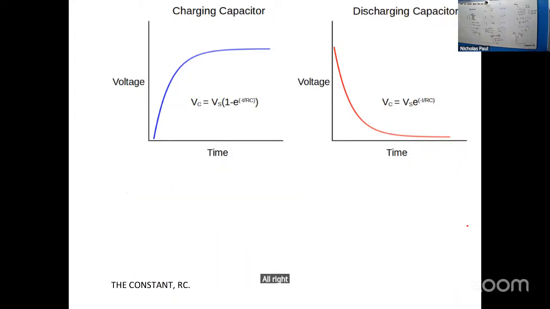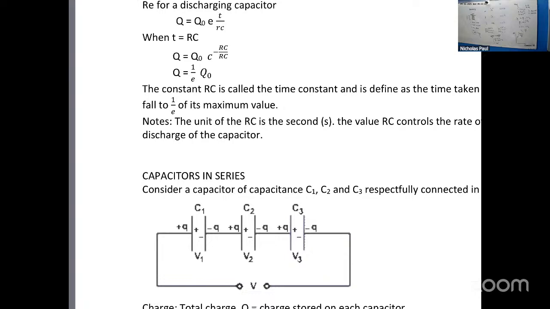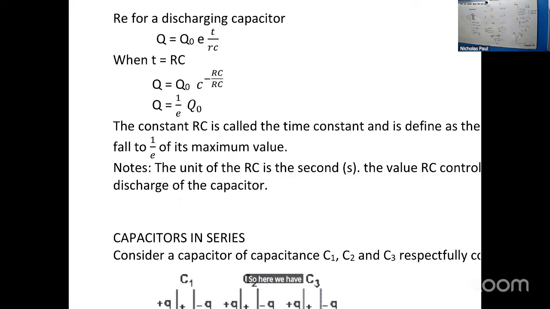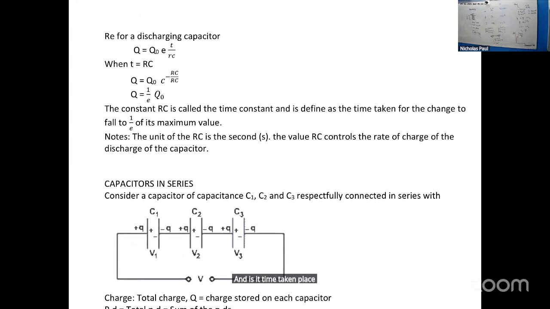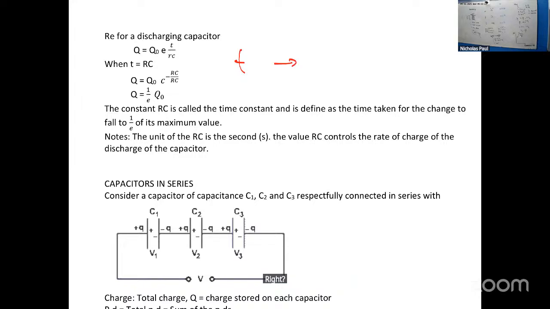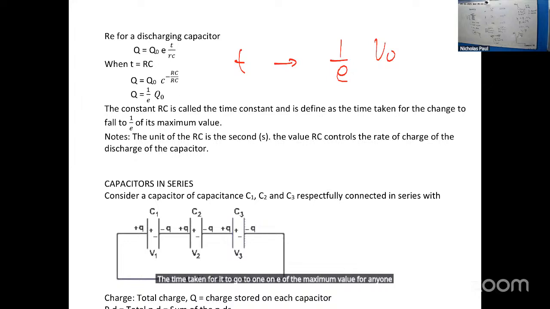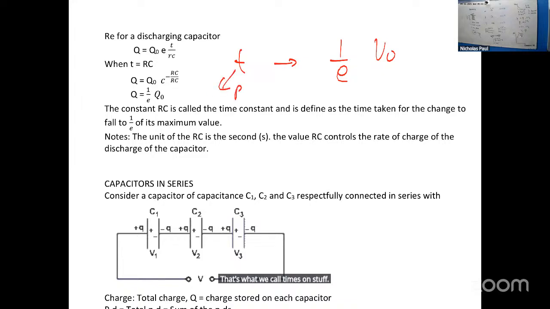All right, let's go again. So here we have our formulas. RC is called the time constant, and it is the time taken for any value, I or V or Q, to drop to 1 on e of the maximum value. So the time taken for it to go to 1 on e of the maximum value for any one, V naught or Q naught or I naught, that's what we call the time constant. And the time constant is RC, the resistance and capacitance inside the circuit.